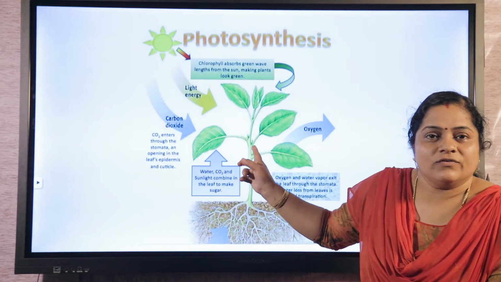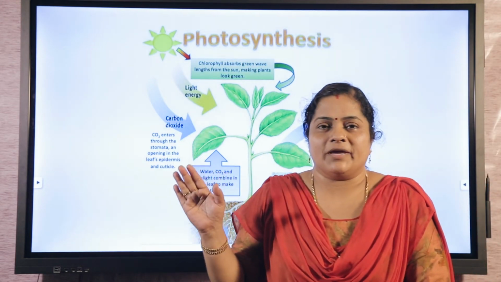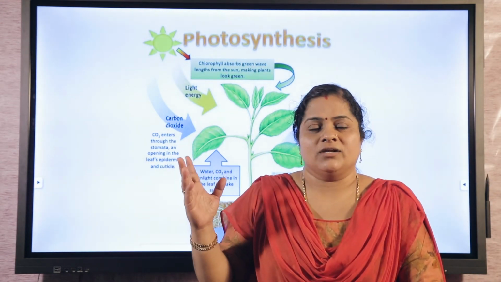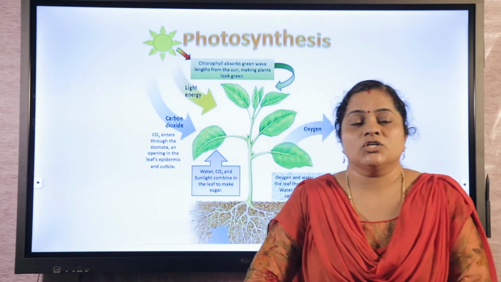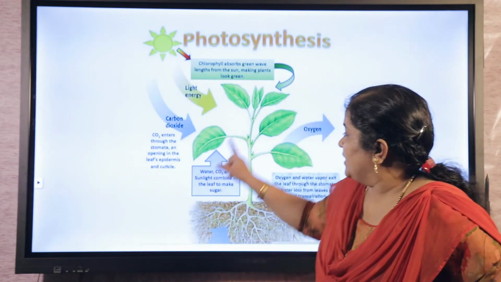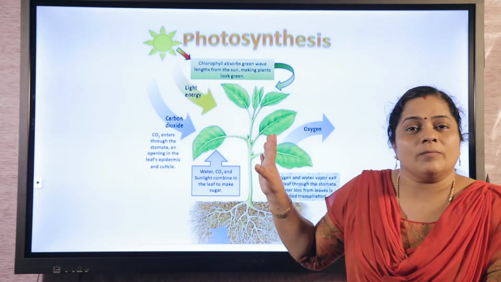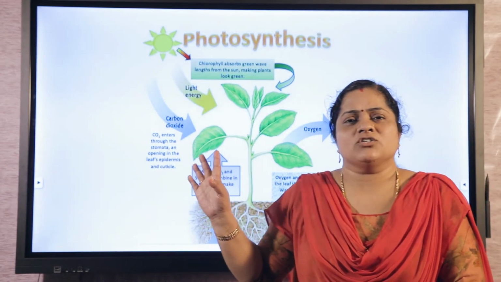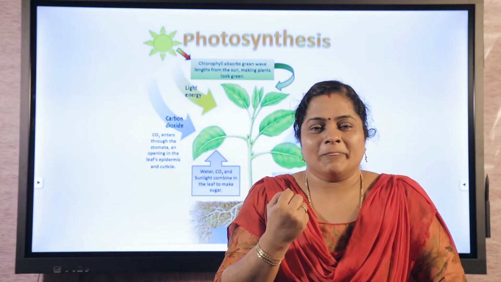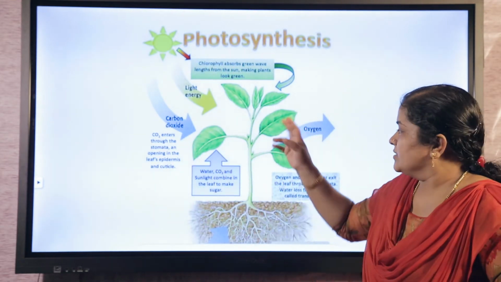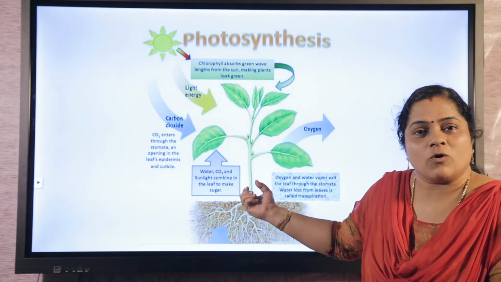What is the color of the leaf? It is green in color. Only these green plants can prepare food. What may be the reason? You don't know? That is the presence of a green coloring pigment called chlorophyll. So these plants are green because of the pigment chlorophyll. What may be the function of this chlorophyll? Chlorophyll helps to trap sunlight, and the roots help to absorb water and salt from the soil.